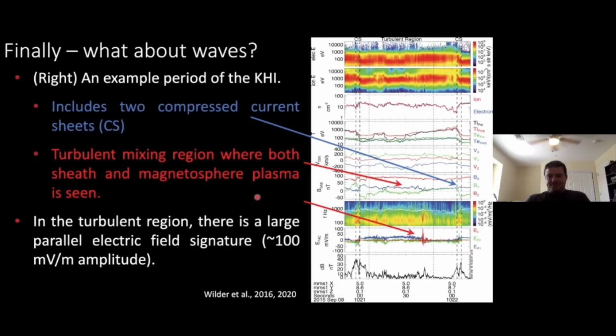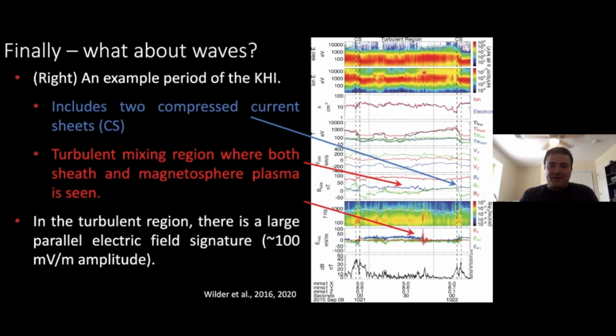Finally, what about the waves? So here's another example period with KHI. Here we have our compressed current sheets again, those reversals in By. We have this slow rotation in B with lots of turbulence and fluctuations. And one of the things we see, if we look at the electric field, the red is parallel to the background magnetic field, which will be mostly northward. The blue and green are perpendicular, and we see this blast in the electric field right in this turbulent region. We also see a lot of signatures of mixing in the ions. You can see all these different populations.